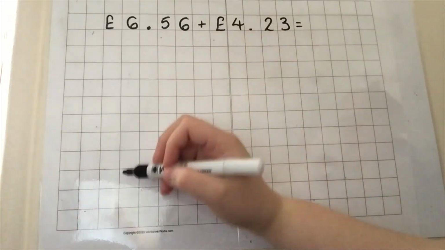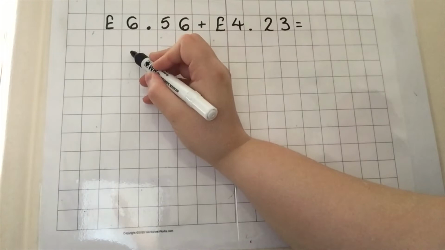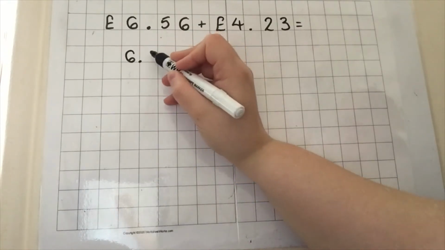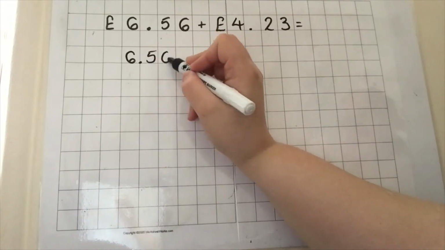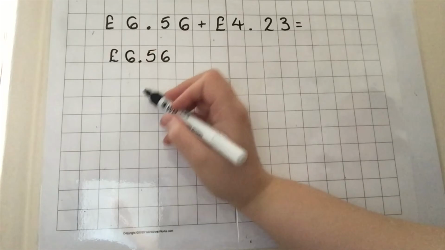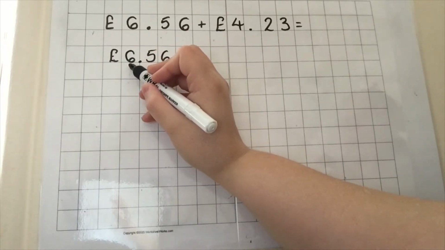So again, I'm going to write it in my chimneys. I'm going to write it in my columns. So 6.56, £6. Remember, we need that pound sign to remind us it's a pound, not an elephant.